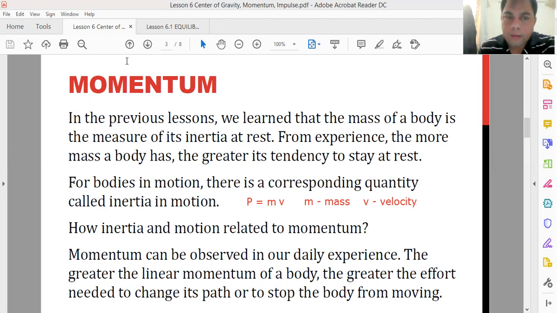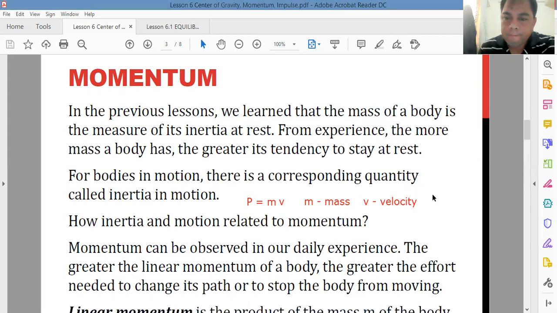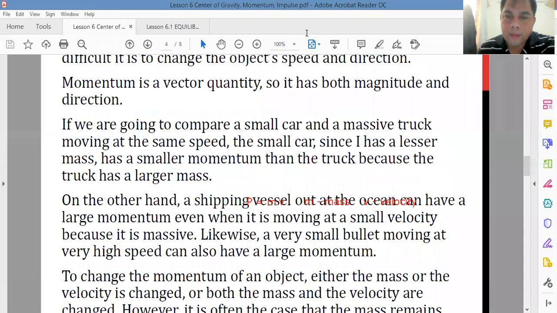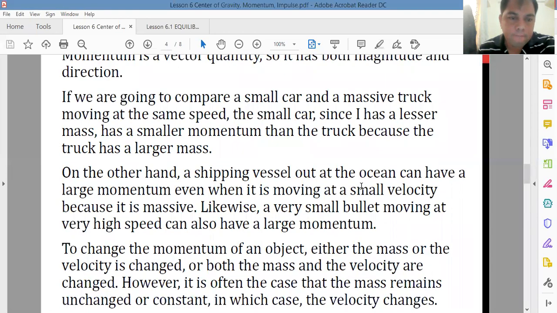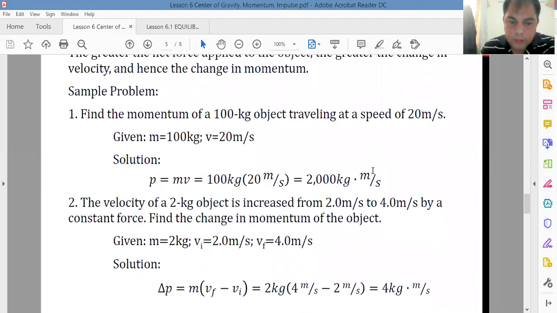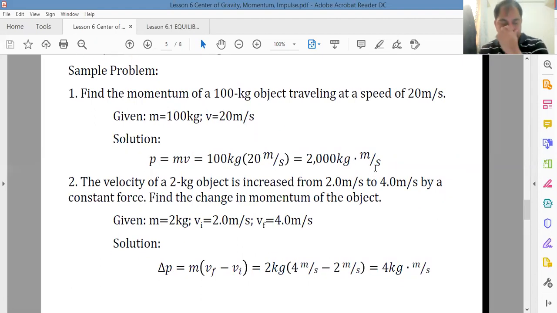Okay, let me erase this. Here are examples that we tried last time. If we are to find the change in momentum, we simply get the difference. The change in momentum is the difference of the final velocity minus the initial velocity, times its mass.